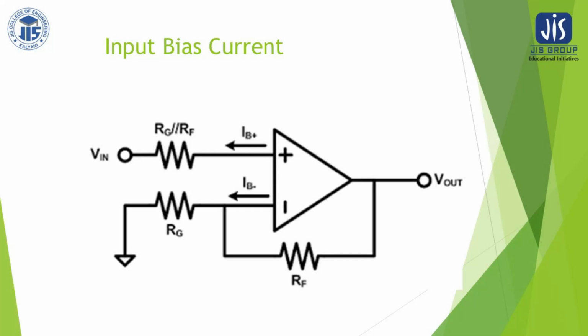This is nothing but the average base current which is entering the op-amp. And this is the input offset current, which is the difference of the two currents entering the op-amp. So it is IB plus minus IB minus.